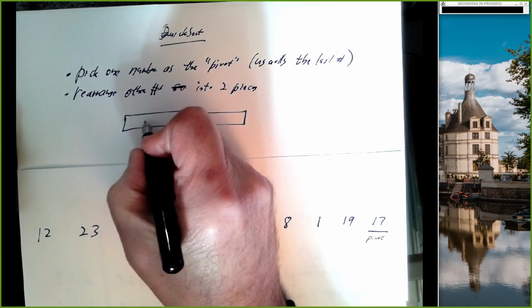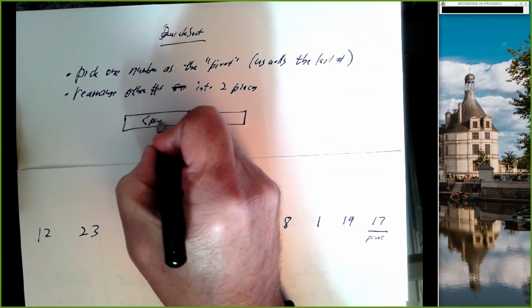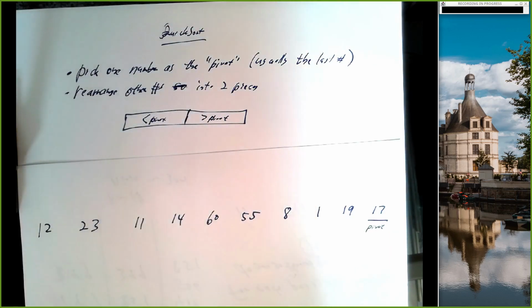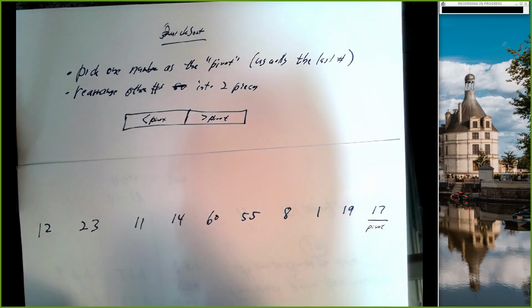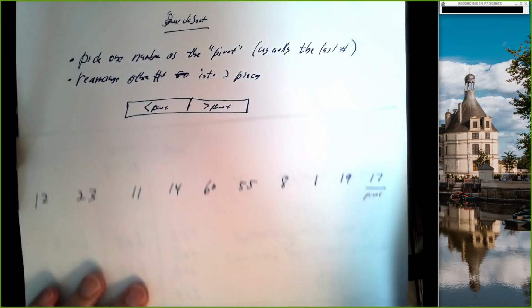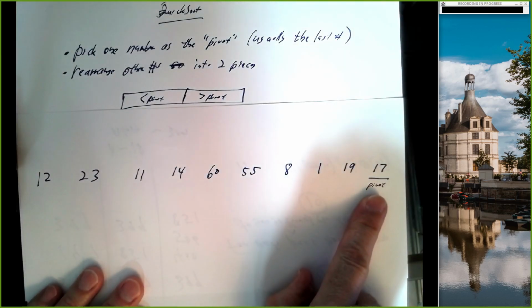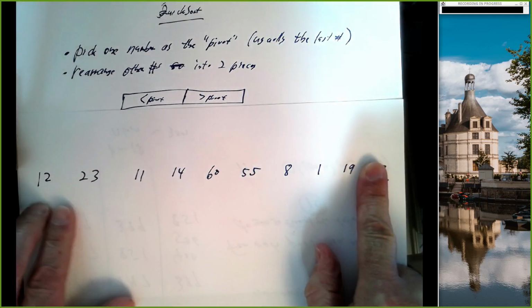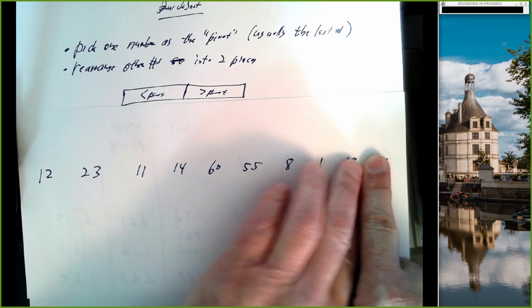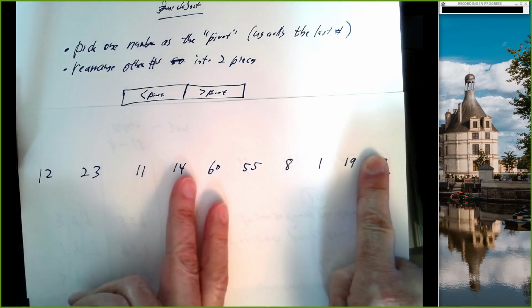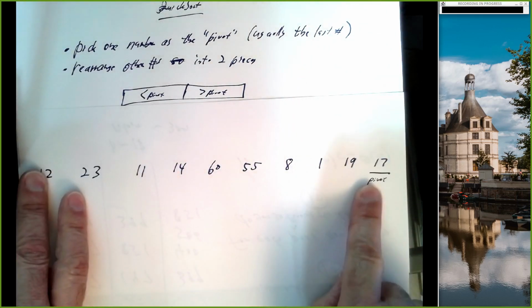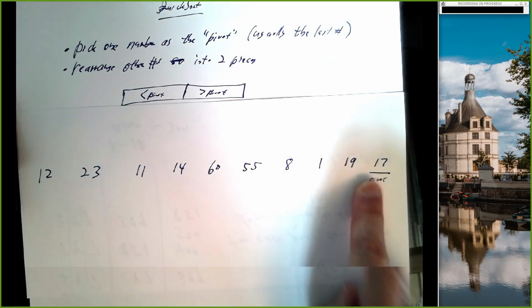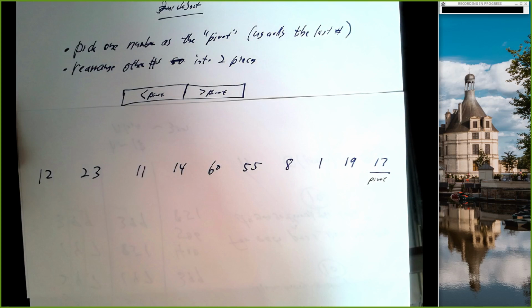Like this, where everything over here is less than the pivot and everything over here is greater than the pivot. So we're going to pick one number, usually the last thing in the array, as our pivot. And what that means is we're going to rearrange the rest of these numbers so that everything in the beginning of the array is smaller than the pivot and everything at the end of the array is bigger than the pivot. Definitely recursion.